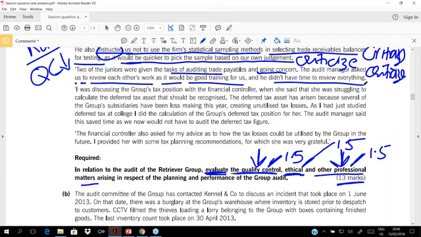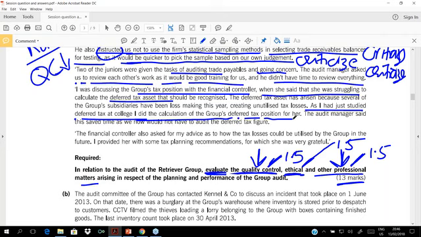Okay, last paragraph. I was discussing the group tax position with the financial controller. Now the junior was discussing the group tax position when she said she was struggling with the deferred tax. As I had just studied deferred tax at college, I did the calculation of the deferred tax for her. Can a junior do a deferred tax calculation, that too for a group? Is that something simple, complex? That's very complex, right? Deferred tax, that for a group.